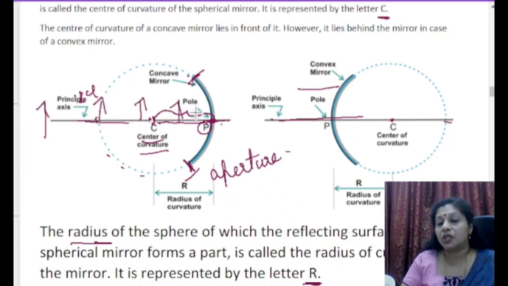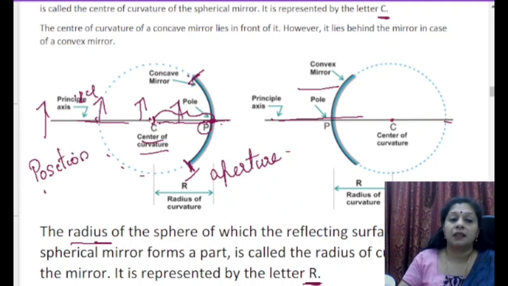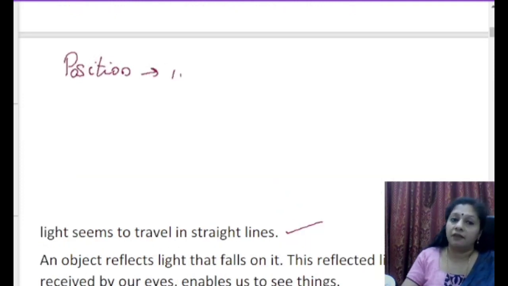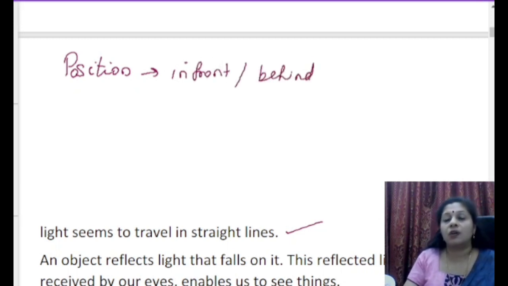So at different positions on the principal axis, the image position, image size and image nature will change. So three things we are talking about: position, size and nature. Position can be in front of the mirror or behind the mirror, and also which place, whether it is beyond the center of curvature or at the focus, whatever, we will learn about it.